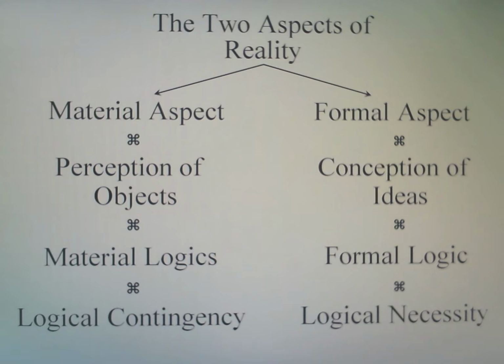Now here, the notion of conception is used in a very general sense, but basically what I'm saying is we can perceive, we can see, for instance, physical objects, or we can think of the relationships between those physical objects, and those are two different ways of looking at the world, two different aspects. The one I call the material aspect, and the other I call the formal aspect.